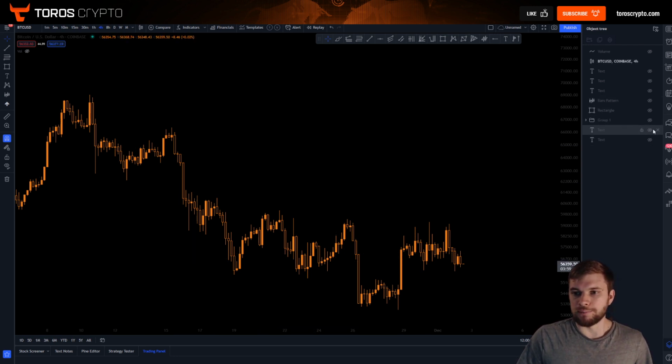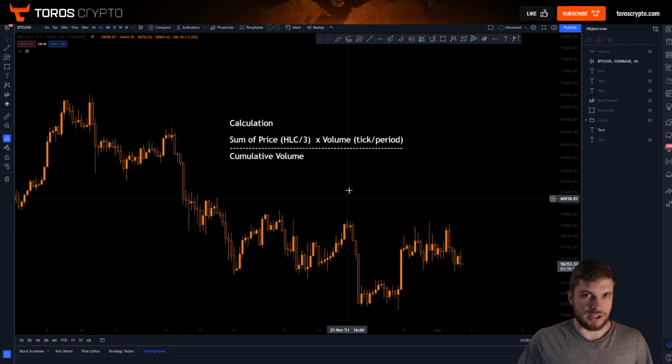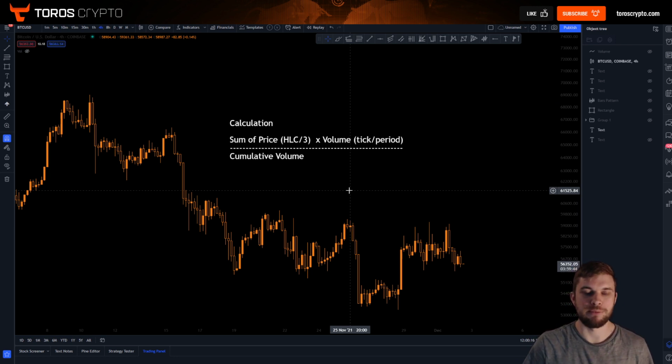Okay, so we're going to very quickly look at the calculation for this. We're not going to go into too much detail. The VWAP on TradingView and basically any other charting software does all of this for you. But it's important to understand the basic calculation just to know what the concept is.